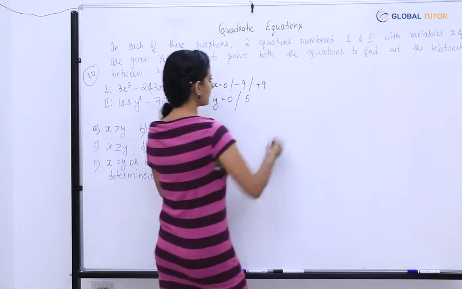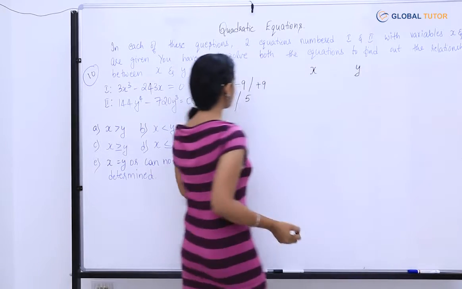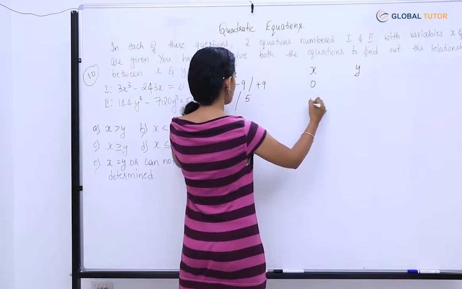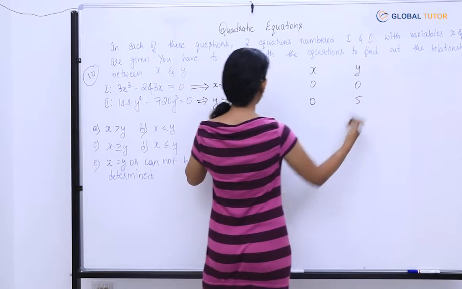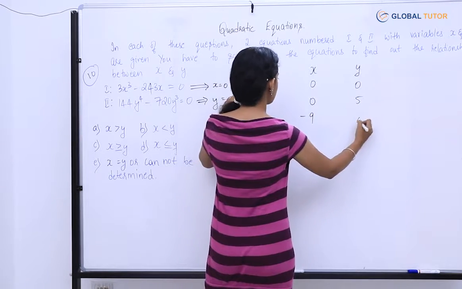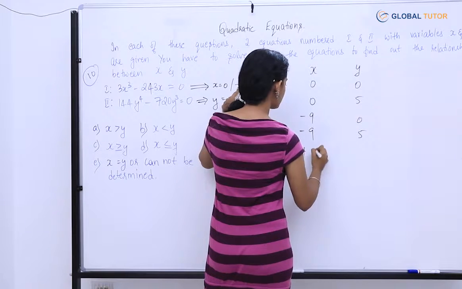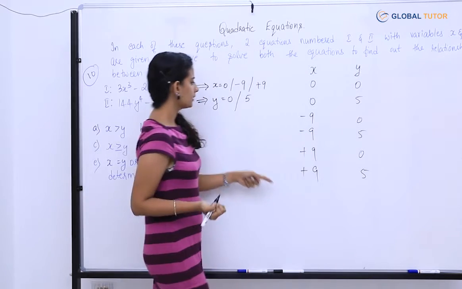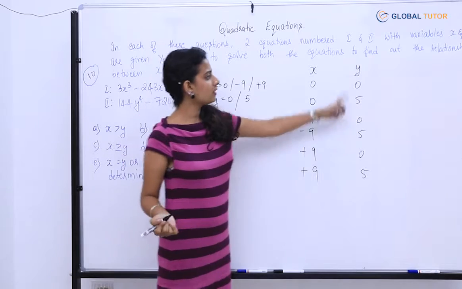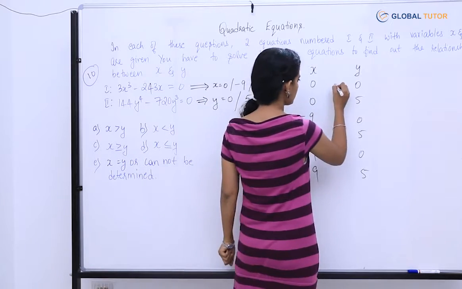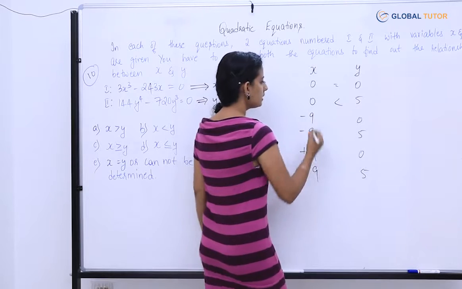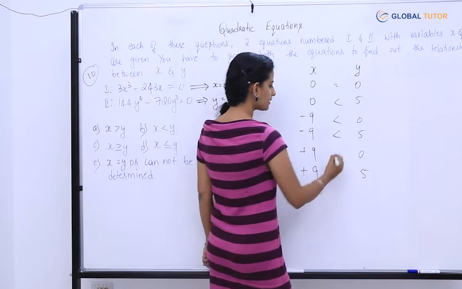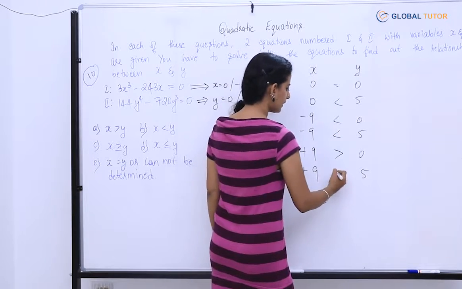Like the previous question, let us compare the values of x and y in both equations to find out the relationship between x and y. So comparing 0 with 0 and 5, comparing minus 9 with 0 and 5, comparing plus 9 with 0 and 5. Right? So here all the x values are there, here all the y values are there. 0 is equal to 0, 0 is less than 5, minus 9 is less than 0, minus 9 is less than 5, plus 9 is greater than 0, plus 9 is greater than 5.